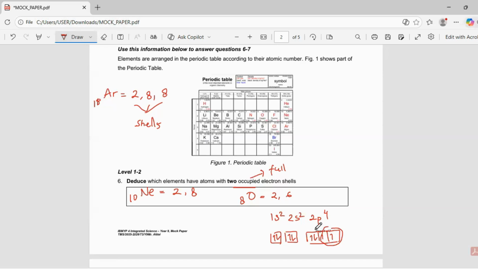Okay, so that's for number 6. Remember also the number of shells is indicated by the electron configuration, like 2,8 meaning 2 shells. And the 8 here is the valence electrons. Valence electrons are the electrons that you have in the outer shell. This one is the shell.